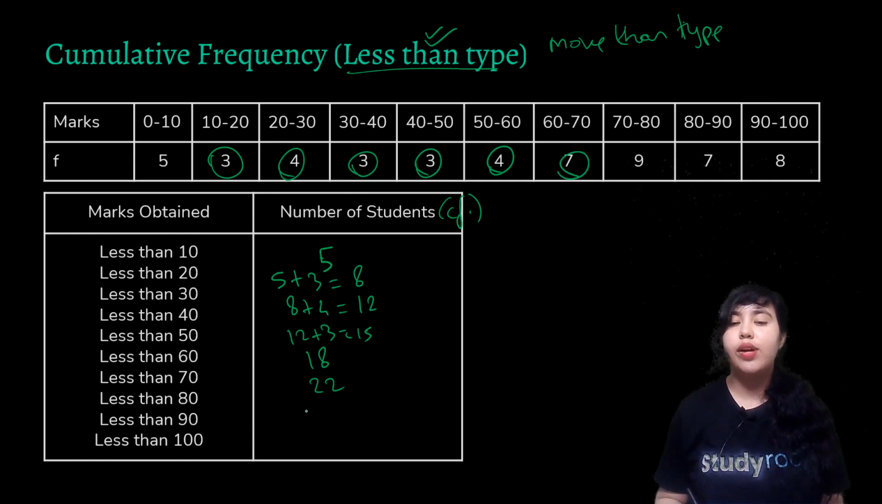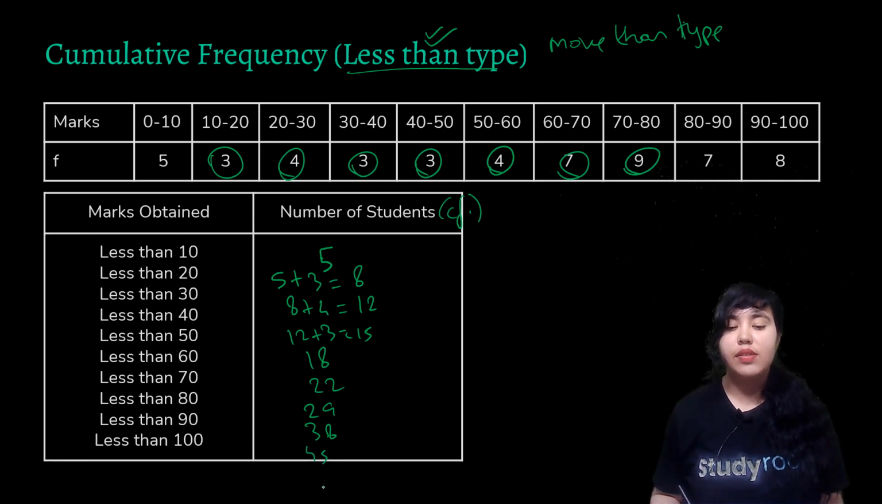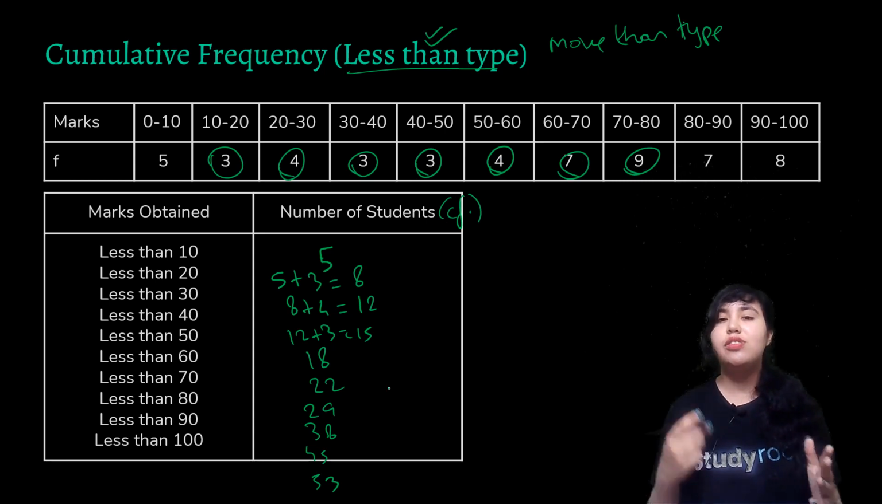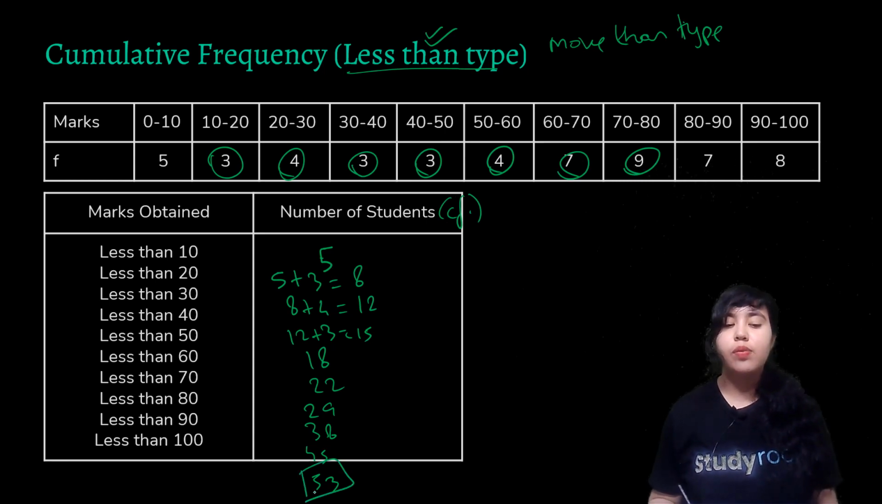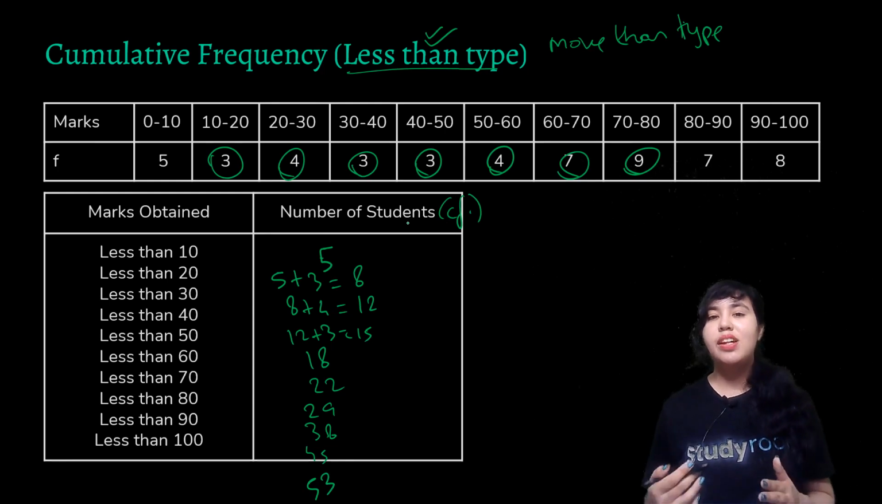22 plus 7 is 29. 29 plus 9 will be 38. 38 plus 7 will be 45. And 45 plus 8 ultimately will become 53. Alright. So once you've written these cumulative frequencies, you need to look at the last value. This is how you make a table for cumulative frequency of the less than type.